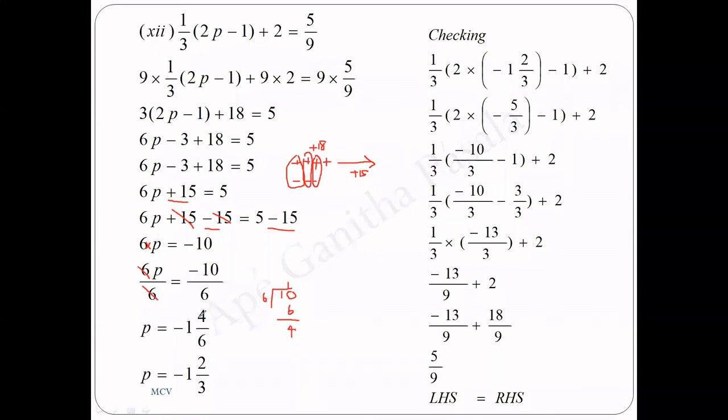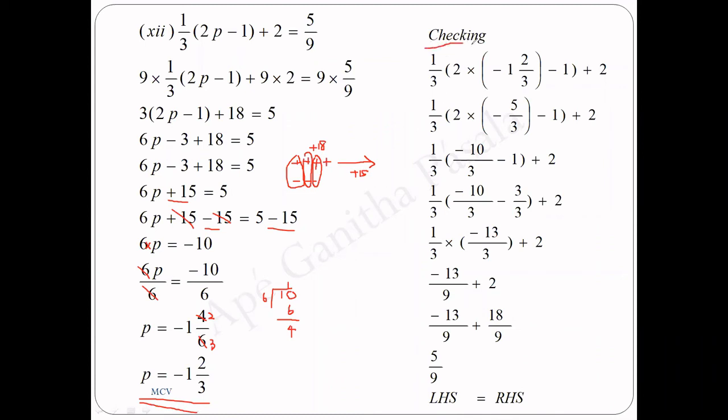But you can simplify here, numerator and denominator. So divide by 2. Then minus 1 and 2 over 3. So what is the solution? p equals minus 1 and 2 over 3.